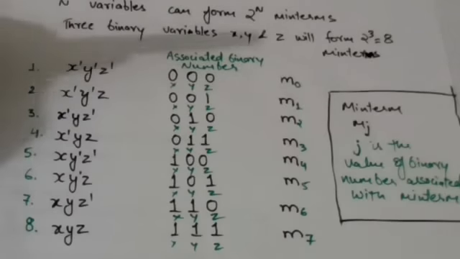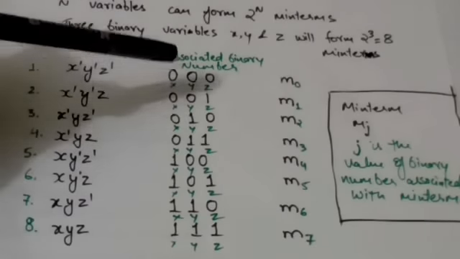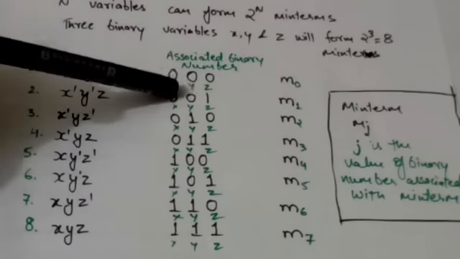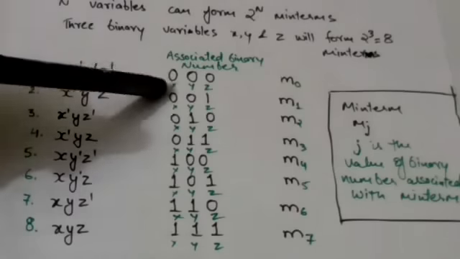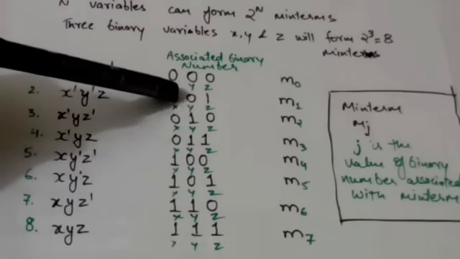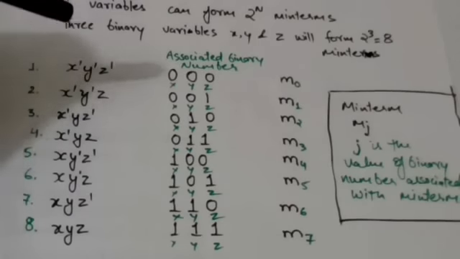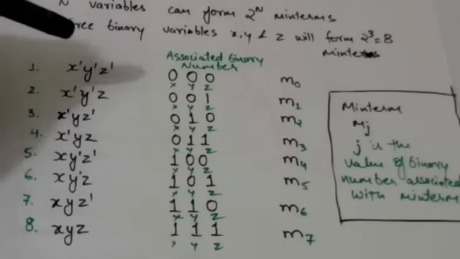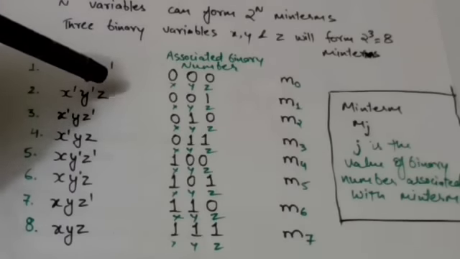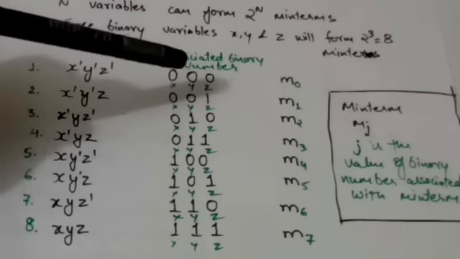that is z. Now if the value of a bit is 0, then the variable corresponding to that bit will exist in its complement form in the minterm. If a binary variable exists in its normal form in the minterm, then the bit corresponding to that binary variable in the binary number will be 1.